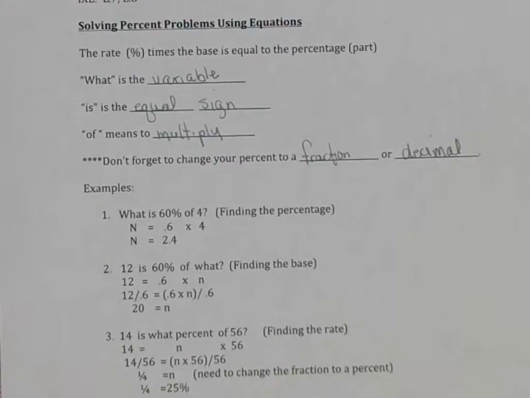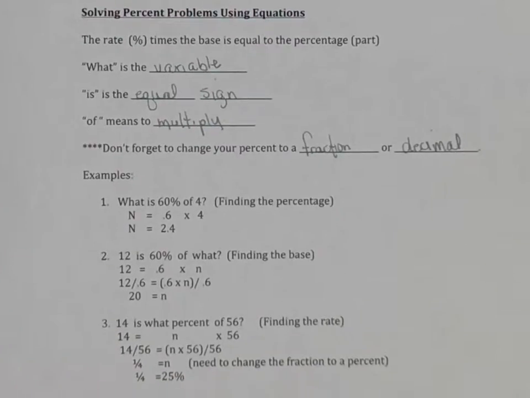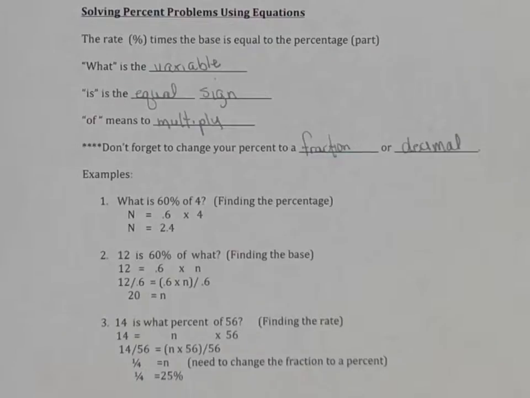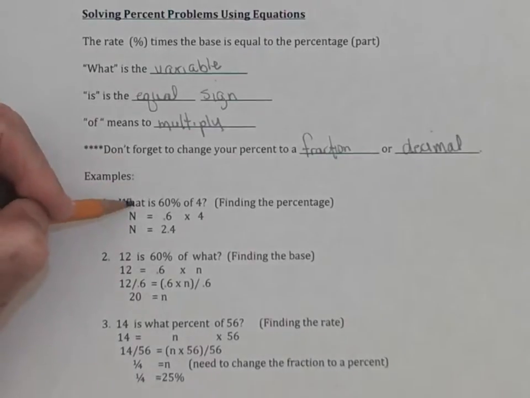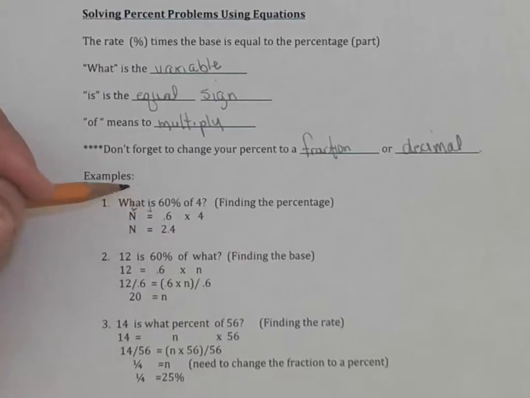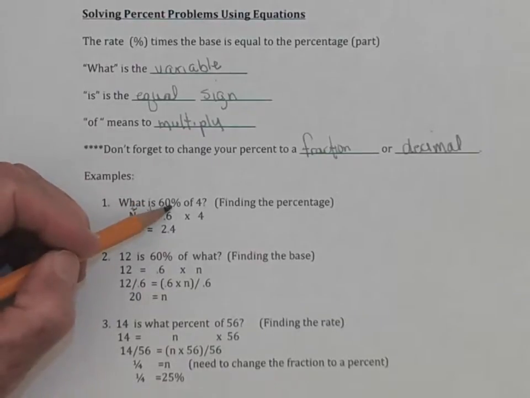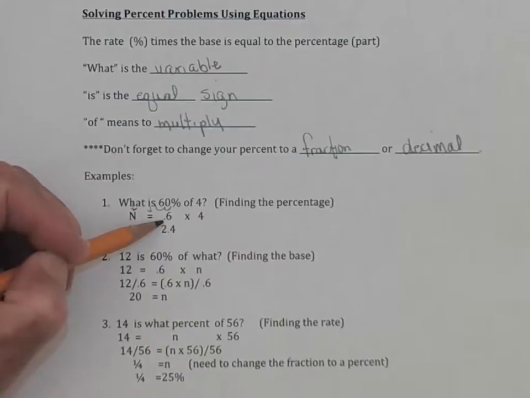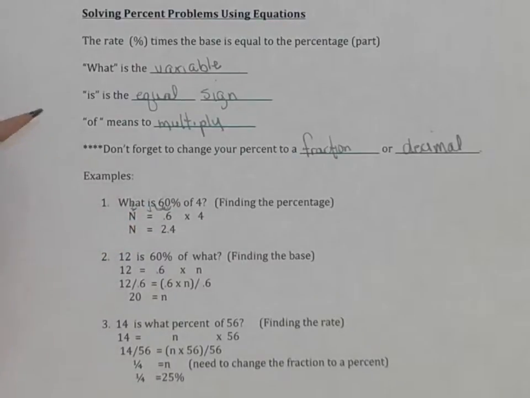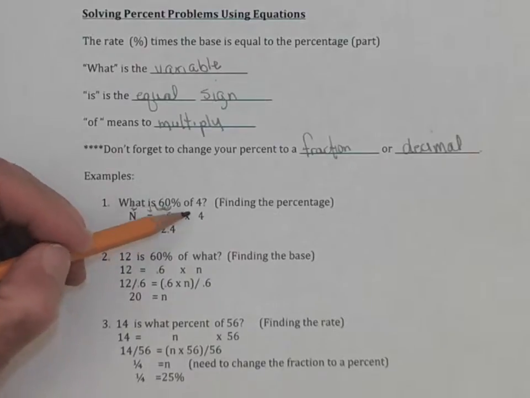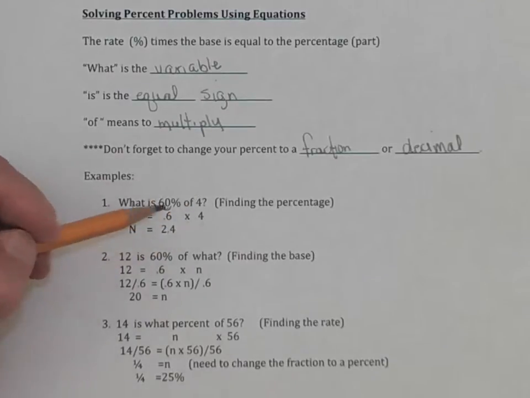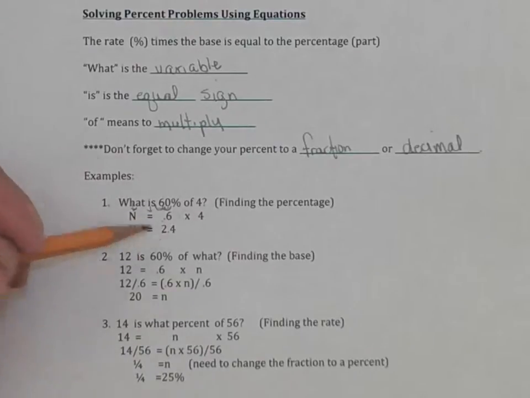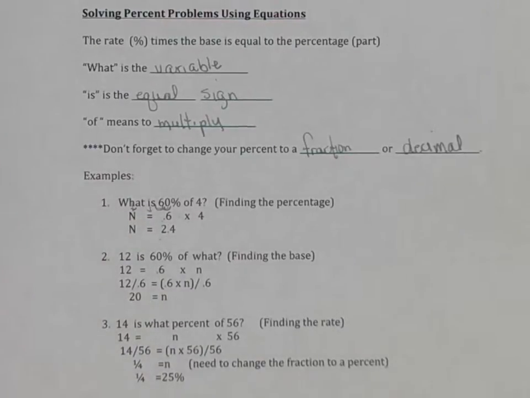So in this first example, this type of problem we've done before, where we're just finding the percentage. So it says what? That's my variable. Is equals 60%. Remember, we have to change it to a decimal, which means we're moving our decimal point 2 places to the left. Of means multiply, and then we have our 4. So the percentage is 0.6 times 4, which is 2.4. Those kind we've practiced before.